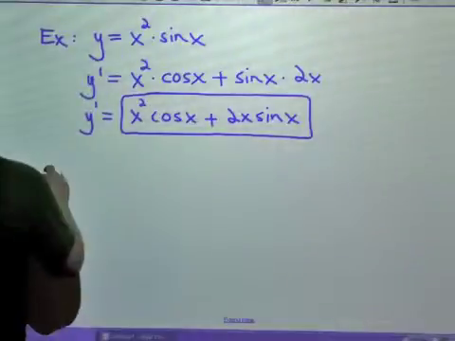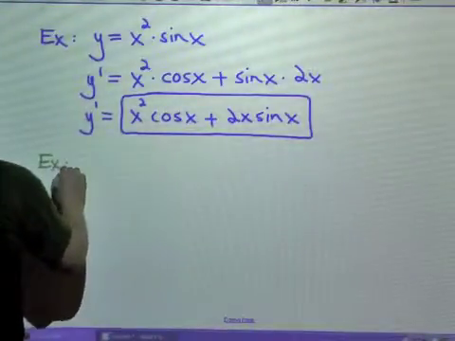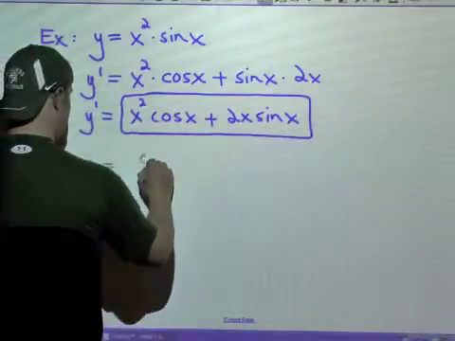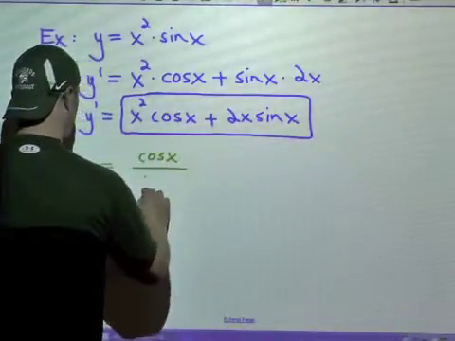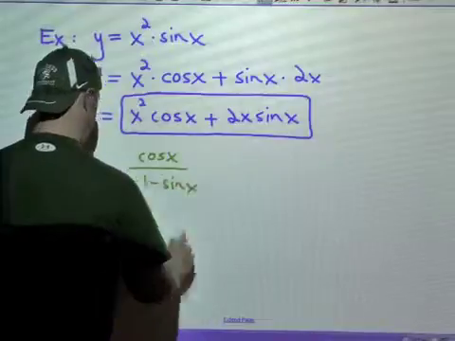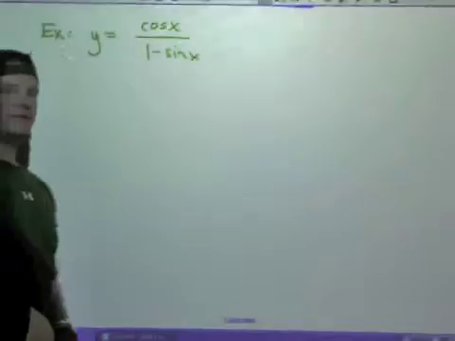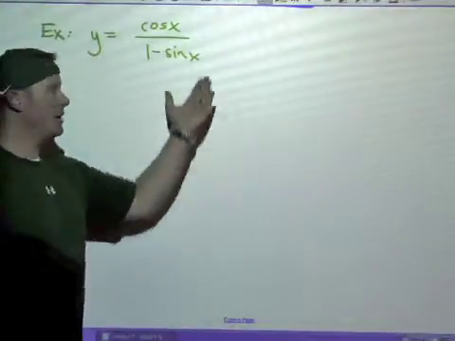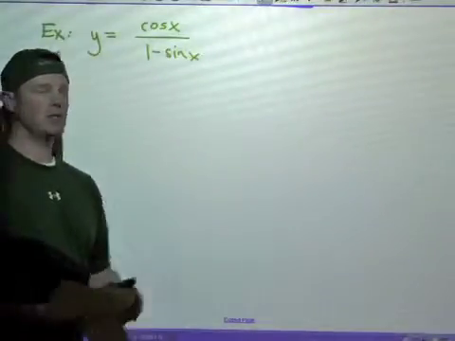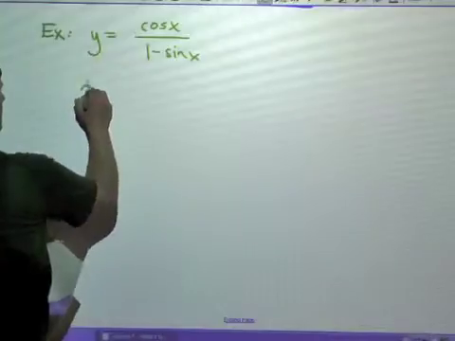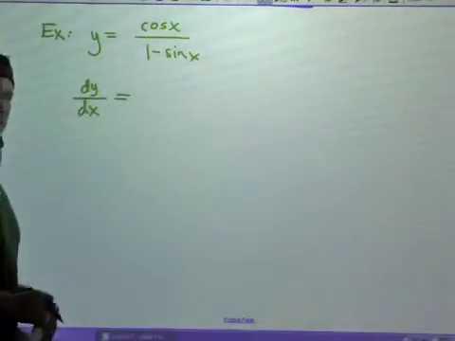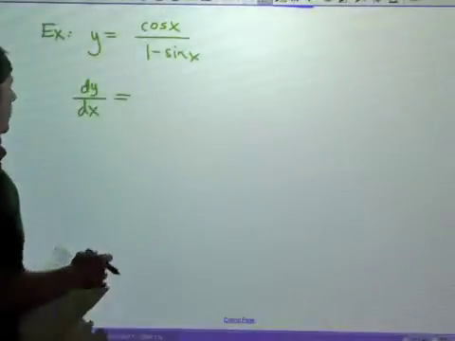Similarly, we could do a problem that requires the use of the quotient rule. So let's say I have a function that looks like cosine x over 1 minus sine x. Let's say I want to find this derivative. Well, now I'm forced to use the quotient rule, because again, there's nothing I can really do to simplify this and put it in any other form. So let's find the derivative. We'll call it dy dx this time, so I can use the other notation once in a while.